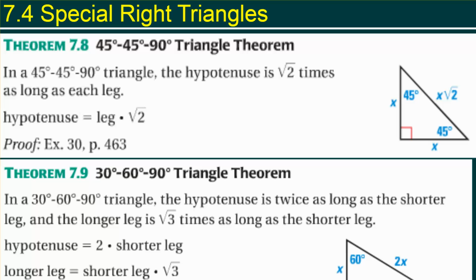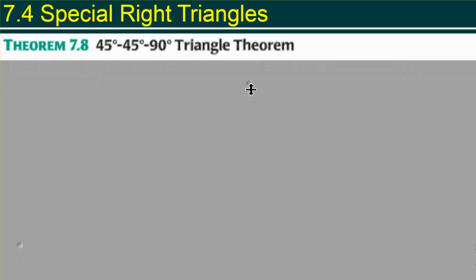Hey, this is Mrs. Kreider with just a quick review of the two kinds of special right triangles that you have learned so far. First, let's go ahead and go over the 45, 45, 90.